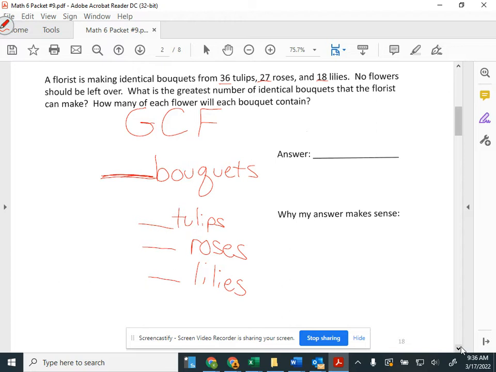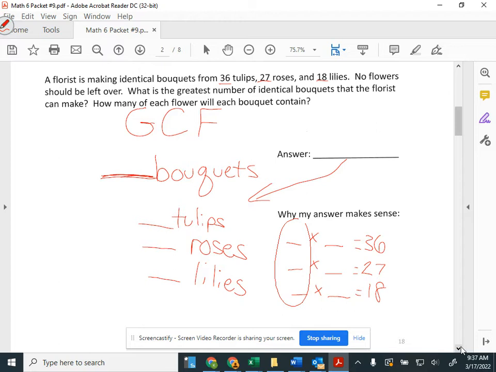So why my answer makes sense? Oh no, for the answer, you could either write this up here or you could just draw a line like that. Why your answer makes sense? Because it's this number times this number equals 36. This number times this number equals 27. This number times this number equals 18. That first number should all be the same number, because it's the common factor.